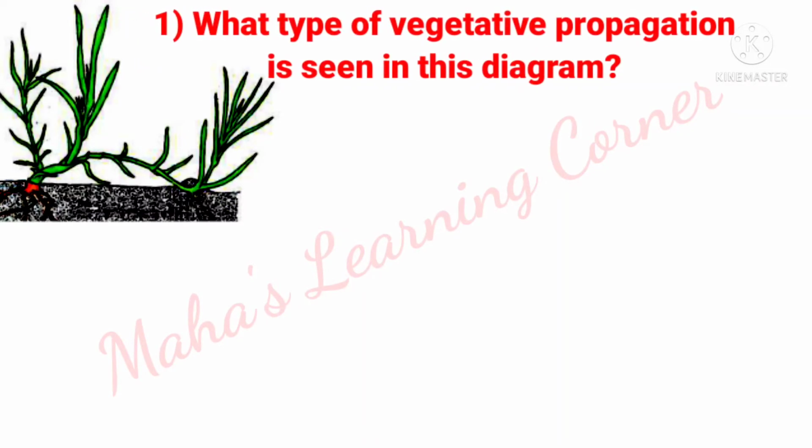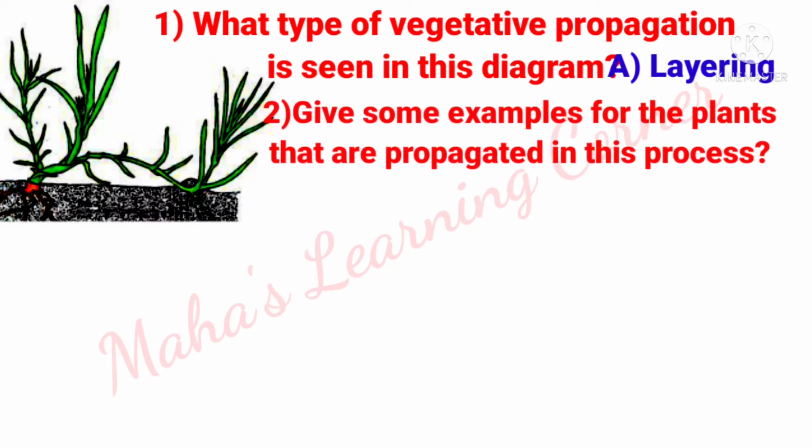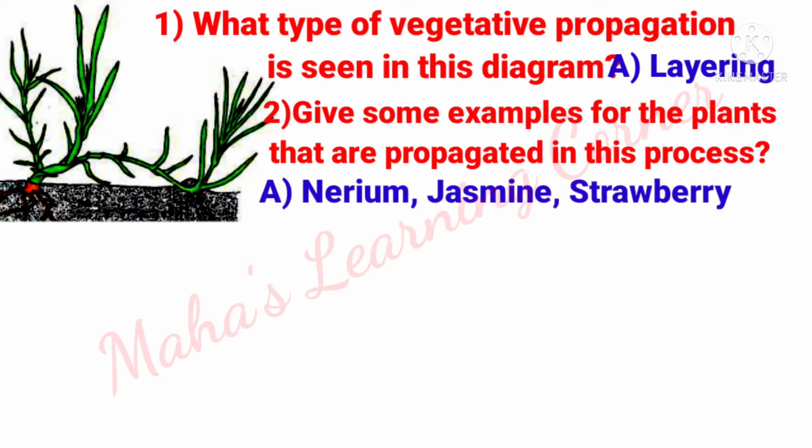What type of vegetative propagation is seen in this diagram? Correct answer, layering. Give some examples for the plants that are propagated in this process. Correct answer, Nerium, jasmine and strawberry.